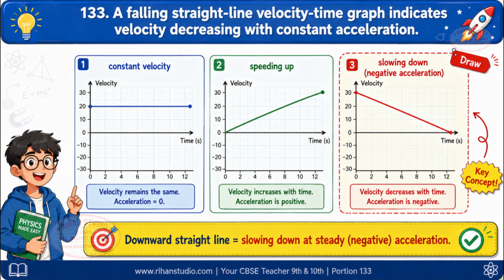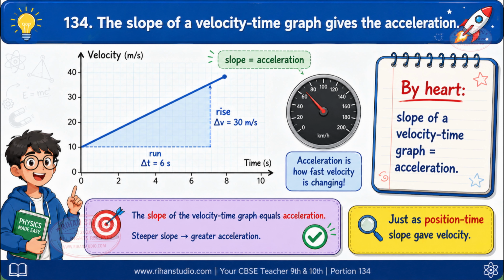A falling straight line velocity time graph indicates velocity decreasing with constant acceleration. A shape rule. A downward sloping straight line means the object is slowing down at a steady acceleration, which is negative. The slope of a velocity time graph gives the acceleration. A key result. On a velocity time graph, the slope equals acceleration, just as the position time slope gave velocity. By heart, the slope of a velocity time graph equals acceleration.